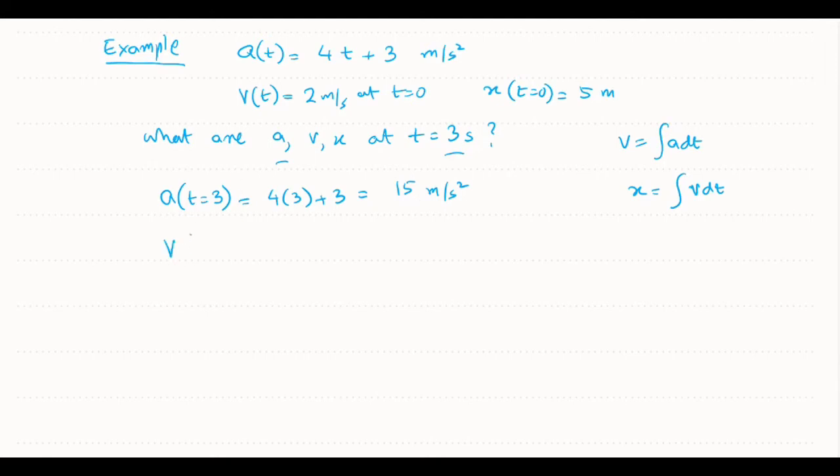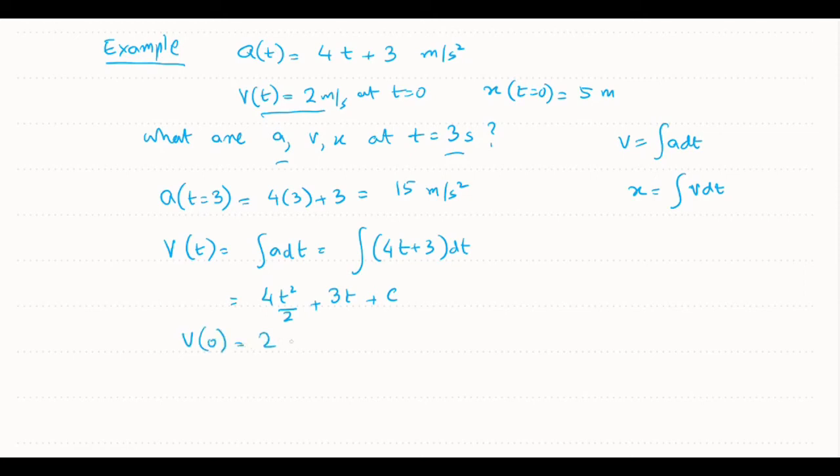Now we want to find v as a function of t, which is the integral of a dt. So the integral of 4t plus 3 dt becomes 4t squared over 2 plus 3t over 1 plus the constant of integration, which we get from the initial condition. So v at 0 is 2 meters per second, and that will be 2 plus 3 times 0 plus c, and therefore c equals 2. Now we can substitute this 2 to get the equation for v as a function of t as 2t squared plus 3t plus 2.